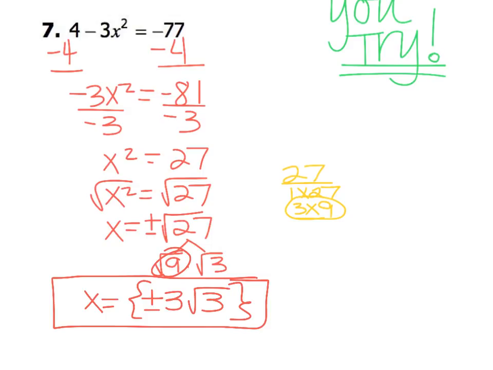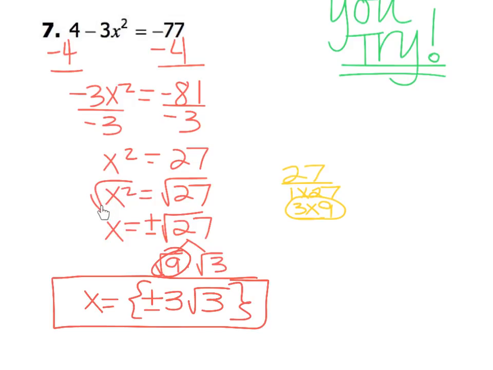All right, so you should have gotten that x equals plus or minus 3 rad 3. Now, how did we get that? First thing we want to do is isolate that x squared. So we want to first subtract 4 from both sides, divide by negative 3, and we get that x squared equals 27.